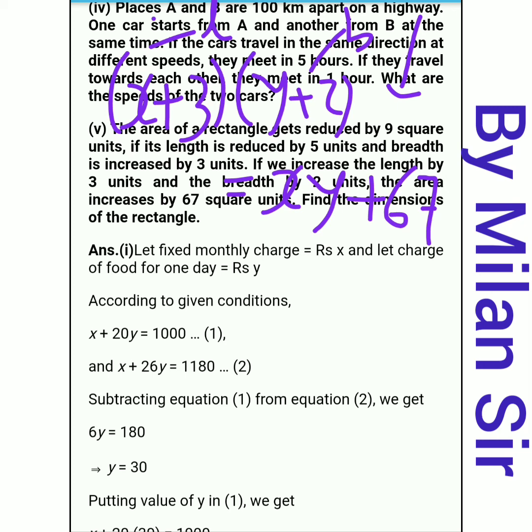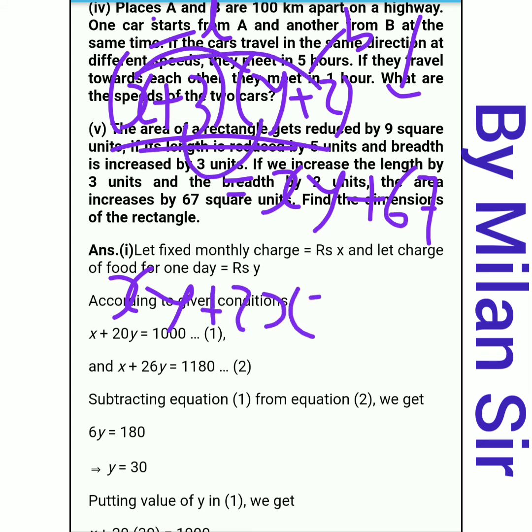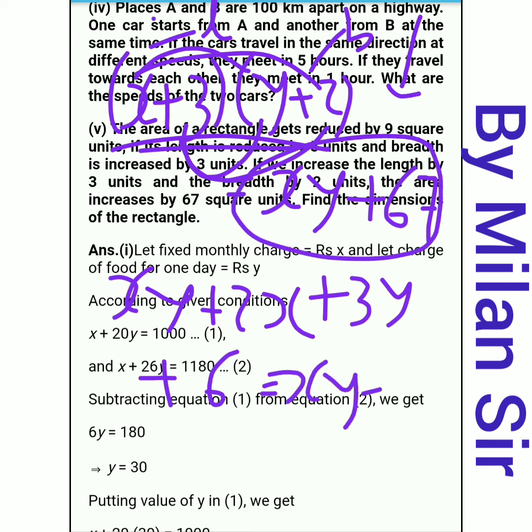If length is increased by 3 and breadth is increased by 2, then the area increased by 67. Now multiply these two brackets. First of all, x with y is xy, then x with 2 is 2x, then 3 into y is 3y, plus 3 into 2 is 6, and on the right-hand side we have xy plus 67. Again, cancel xy from both sides and transfer this plus 6 to the right-hand side.